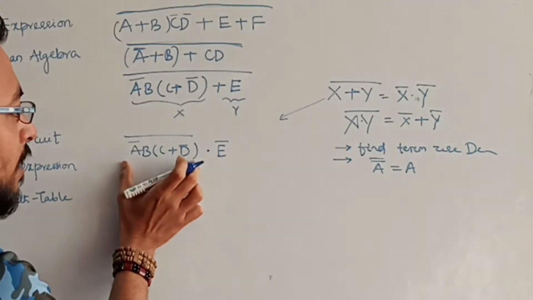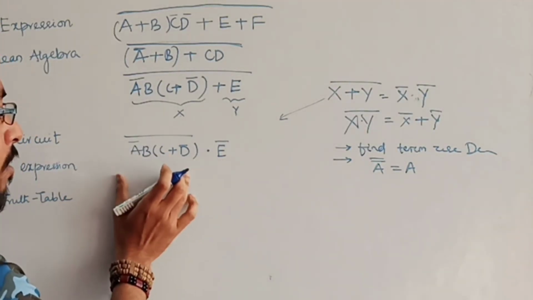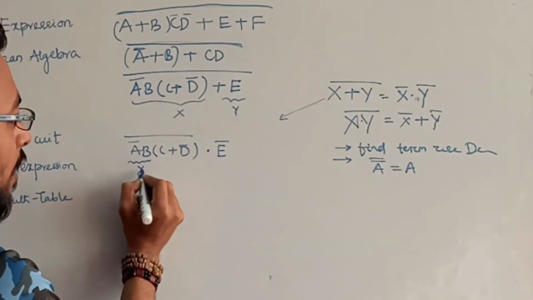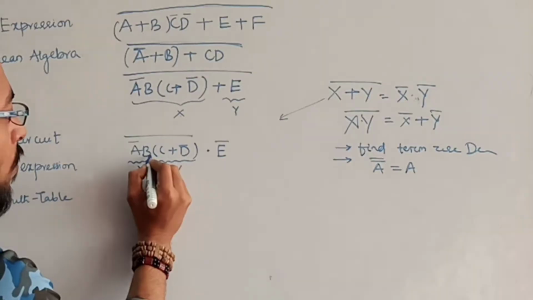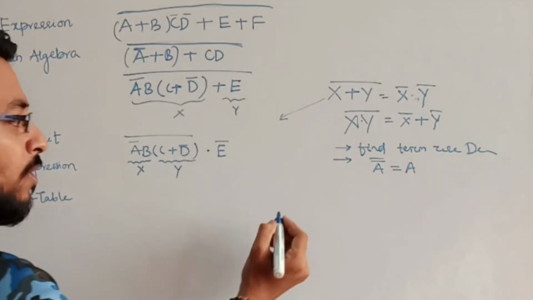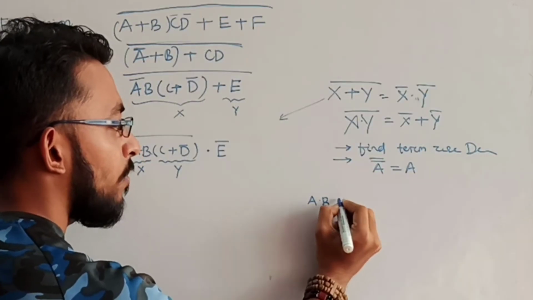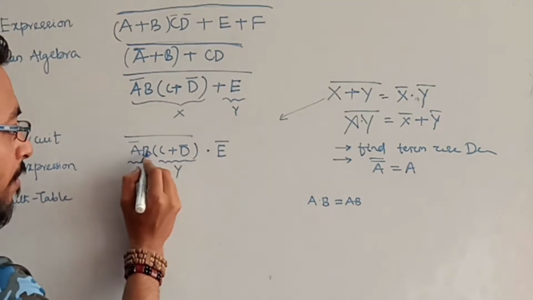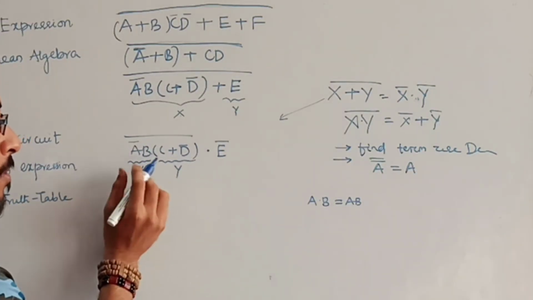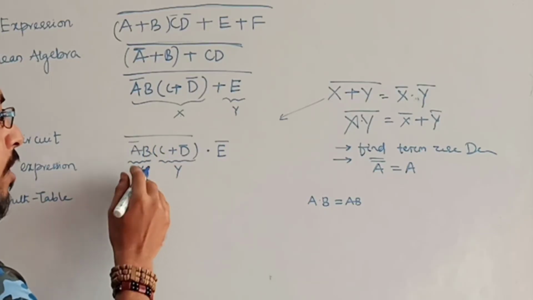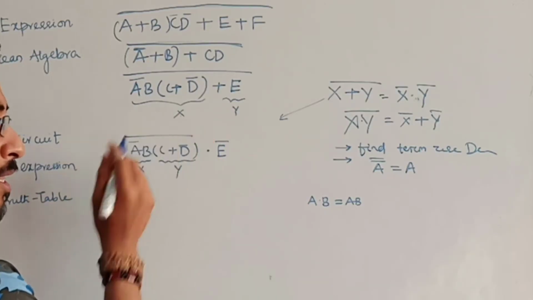Then again this is also a long term, so I have to see which formula I can use. It looks like x, y, and a dot is also there. That I already told you, the AND operation is nothing but a dot b, or simply we can write ab. And here it looks like ab or abc, whatever may be. The dot is not there. It does not mean that it is not there. It is there, but we have to see in that way.